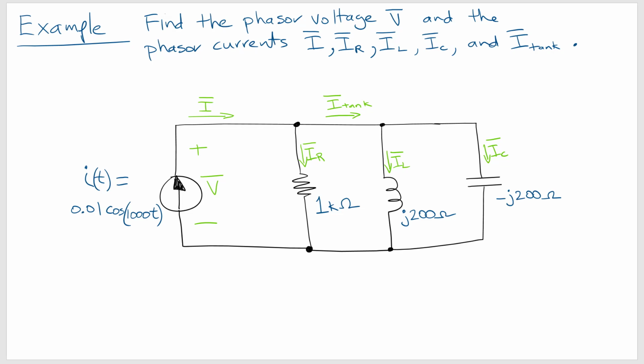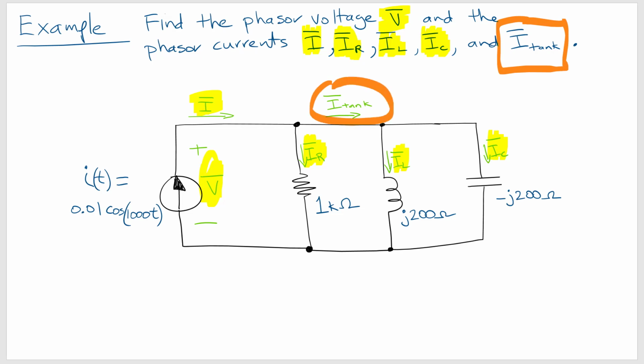Okay, so now in this problem we are to find the phasor voltage V. That's right here, and that appears right here. That's across the current source, and we're supposed to find the phasor current. So the total current going in, the phasor current in the resistor, phasor current in the inductor, phasor current in the capacitor. And this is interesting. We want to find the phasor current going into the inductor and the capacitor.